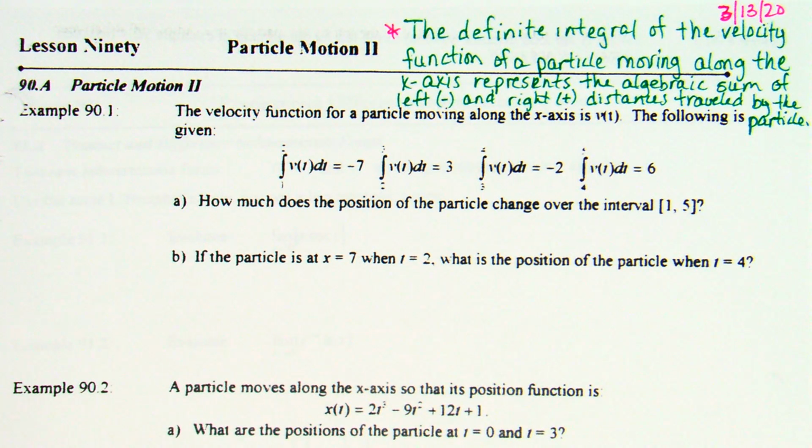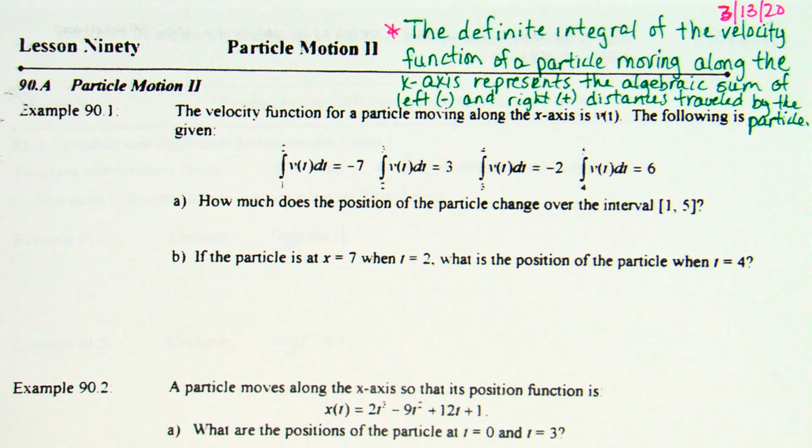So anytime you're moving left, that is a negative value. Anytime you're moving right, that is a positive value. Typical, right? You move left, it's negative. You move right, it's positive. So it's not the total distance traveled. It's just the position on the x.